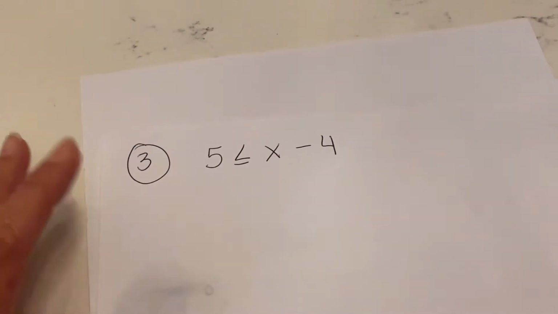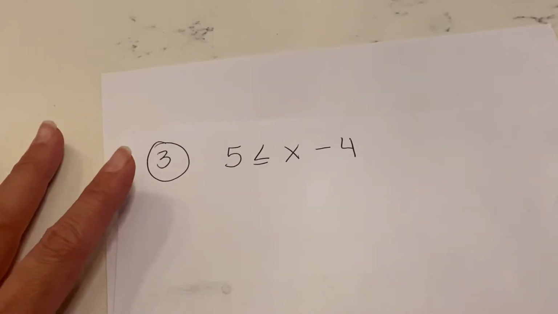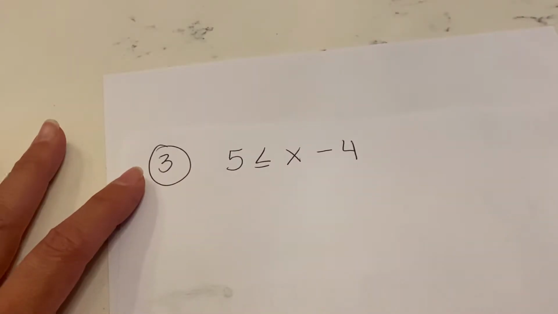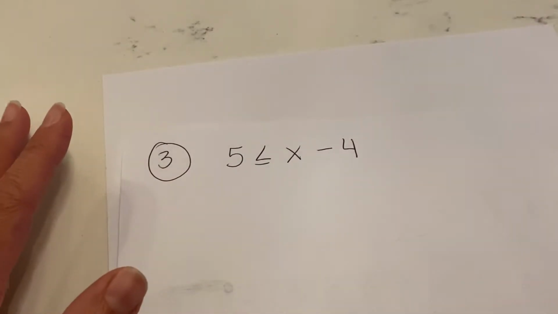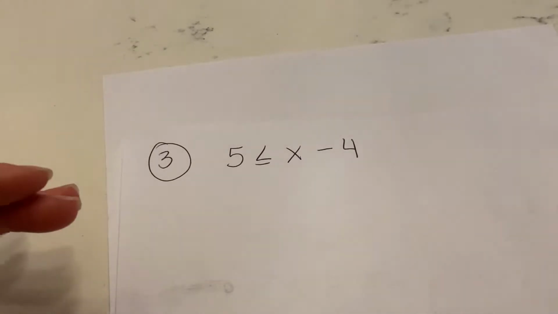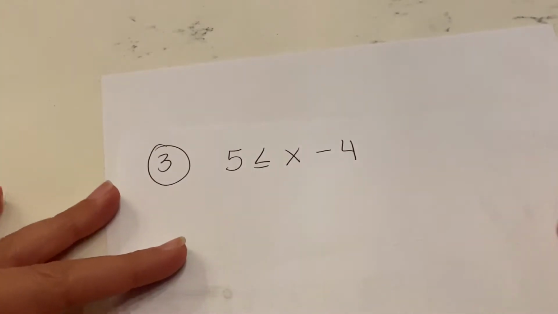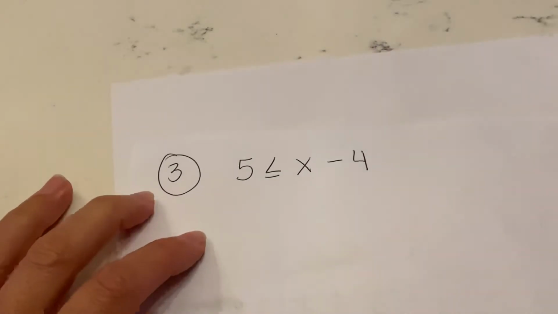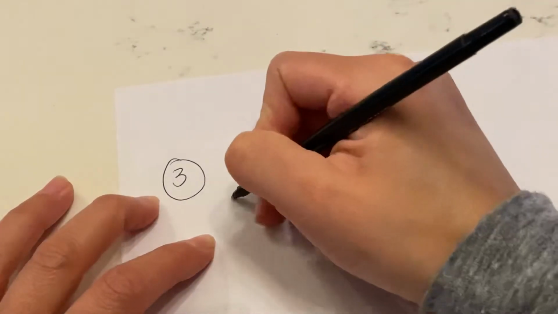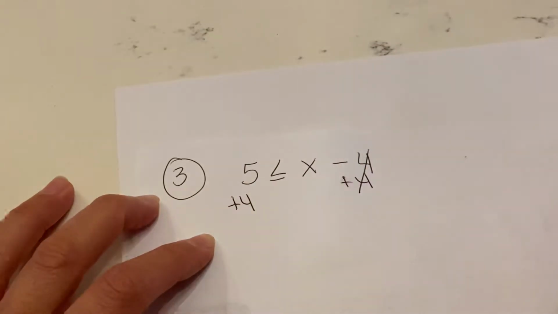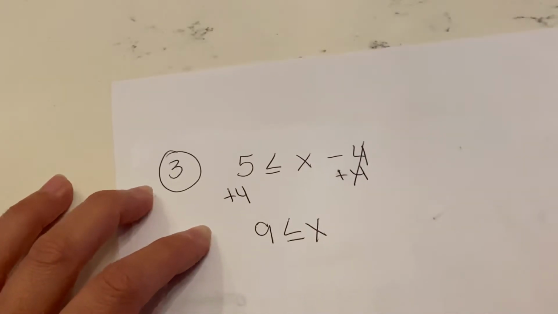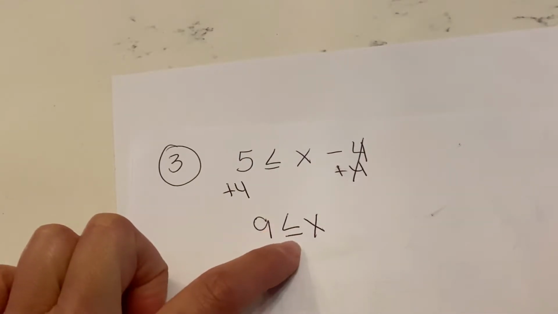Okay, so now this one is written a little bit different, okay? In this instance, the X is on the right-hand side, which is fine. We're gonna solve it, and then I'm gonna show you how to rewrite the solution. So to get X by itself, what's the opposite of subtracting a 4? We will add. I get 9 is less than or equal to X. This says 9 is less than or equal to X.